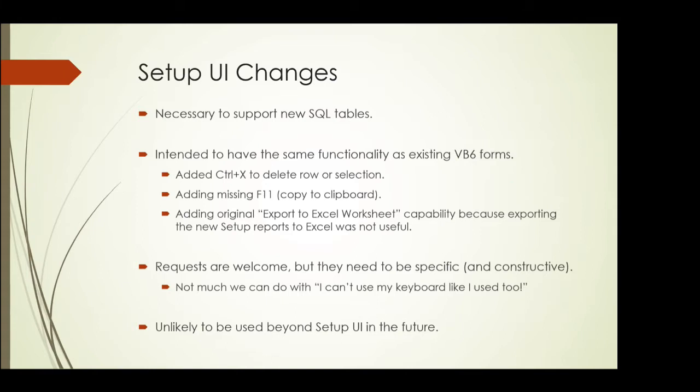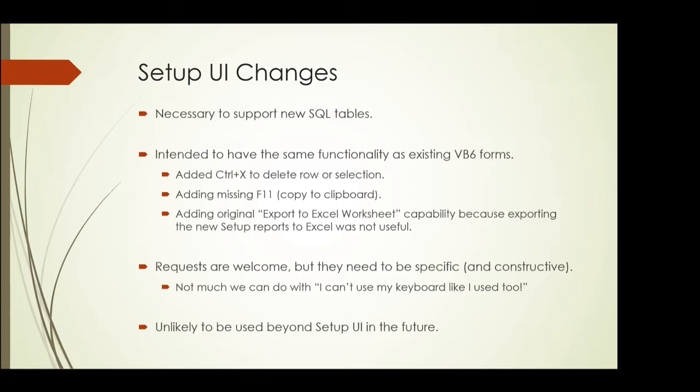In order to make the changes we needed to into the tables, we have the new setup UI. You've probably noticed the screens look a little different. They have a toolbar across the top. We intended for them to have the same functionality as the existing VB6 forms, but after the release we've added some things. We added the restore deleted rows functionality. You can now do Control X to delete a row or a section or selection. And we're working on adding back in the missing F11 copy to clipboard and exporting to an Excel worksheet.